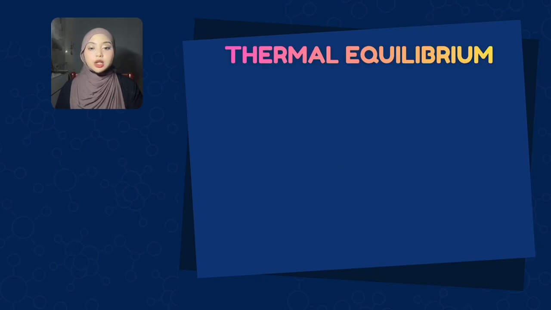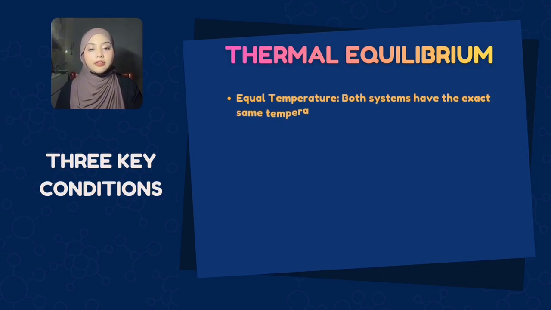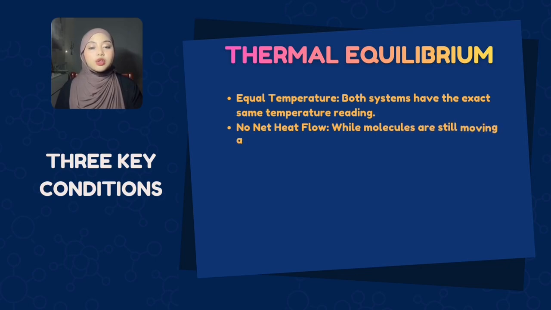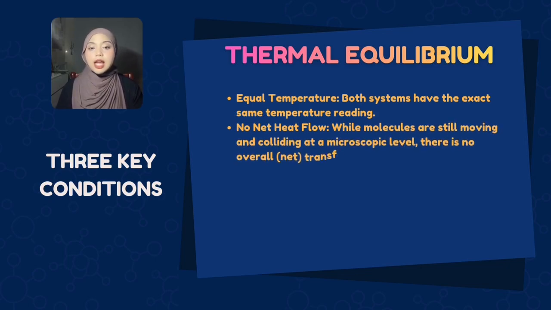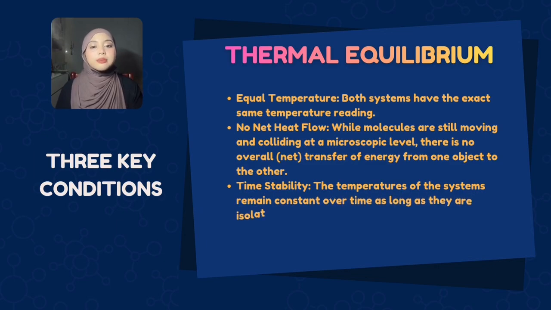To determine whether two systems are in thermal equilibrium, three key conditions must be met. First, equal temperature: both systems must have the same temperature. Second, no net heat flow. Although particles in both systems continue to move and collide at the microscopic level, there is no overall transfer of heat from one system to the other. Lastly, time stability. The temperature of both systems remains constant over time, provided they are isolated from any external influences.